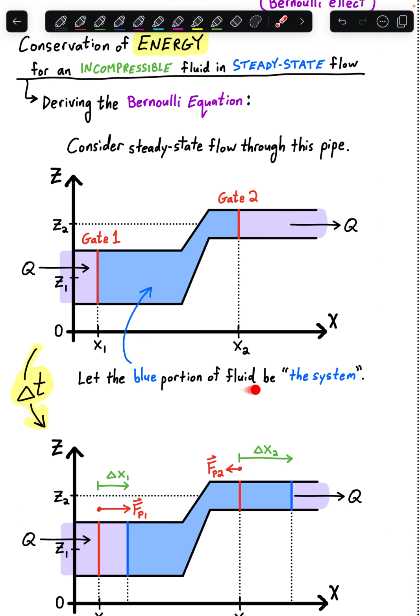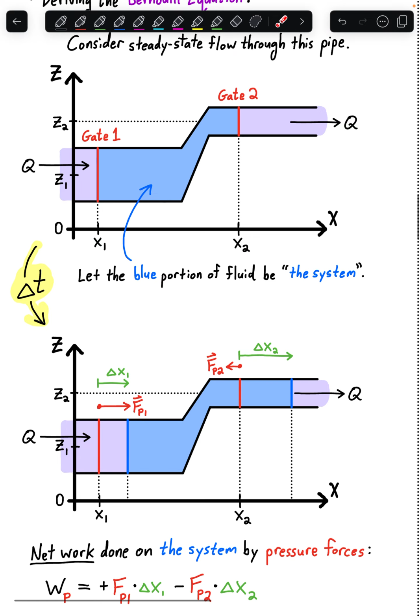So the blue portion of the fluid is our system, and if it's all moving through here in steady state flow, then some short time later, delta t, the fluid that was between gates 1 and 2 will now have moved. Some of it will have passed through gate 2 up here, and some new fluid will have come in behind it, passing through gate 1 there. So between these two moments in time, work will have been done on our system here.